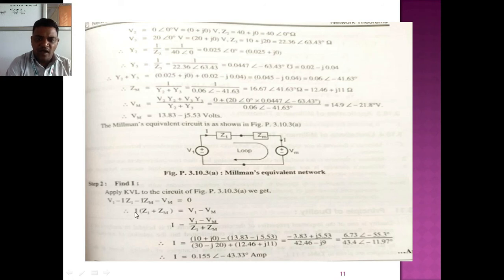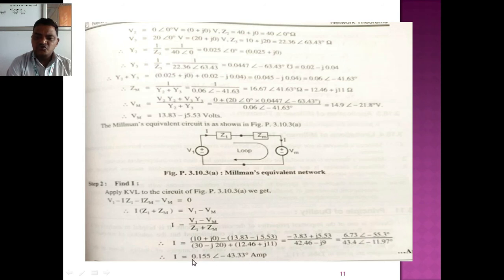So here I should be common. So I is equal to V1 minus VM upon Z1 plus Z of M. So we substitute the values: I is equal to 10 plus j0 minus minus 3.83 plus j5.53 upon 30 minus j20 plus 12.46 plus j11, which is equal to minus 3.83 plus j5.53 upon 42.46 minus j9, which is equal to 6.73. This is the polar form, and you convert into the rectangular form. The same case in the denominator also. Here is the polar form, you convert into the rectangular form, then it is 43.4 at an angle of minus 11.97.